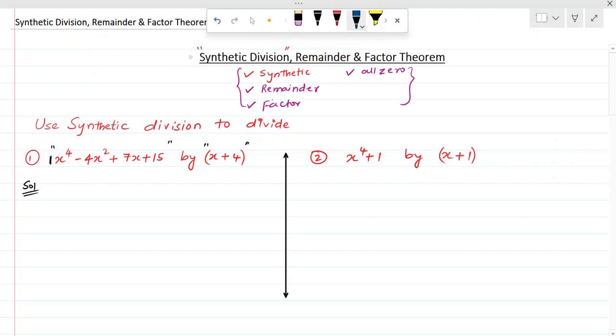In this video, we are going to discuss synthetic division, the remainder theorem, and the factor theorem. Now, first of all, why are we using synthetic division?